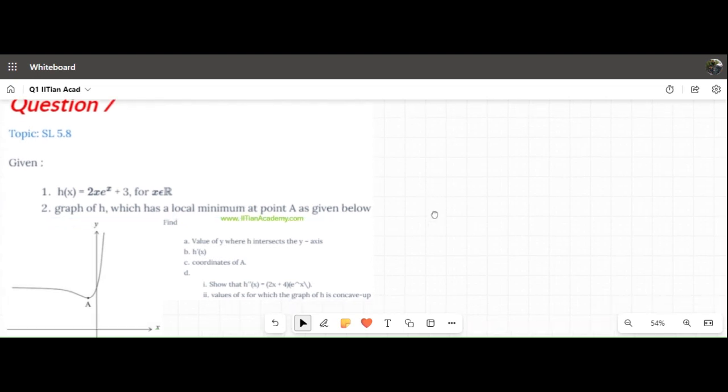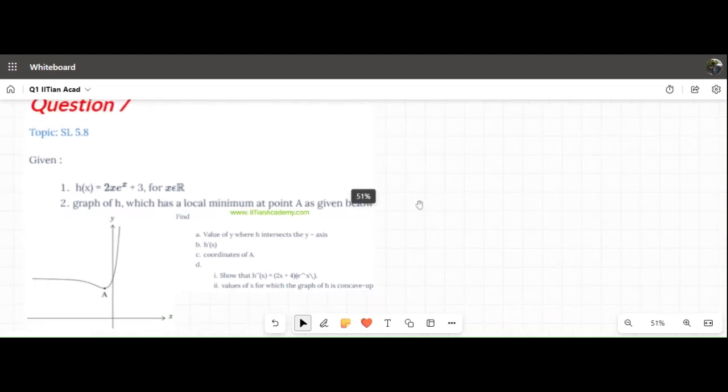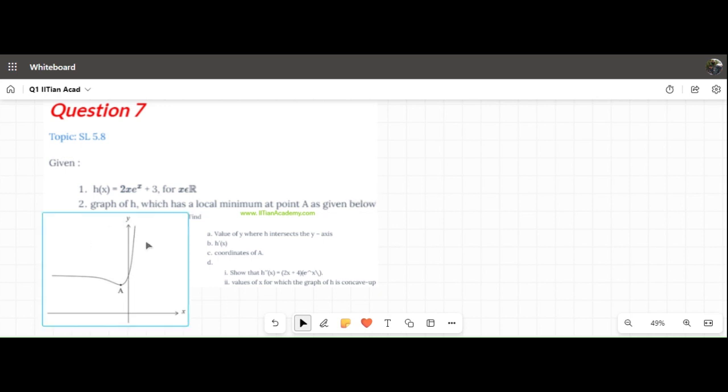Okay, so here we have question 7. We're given a graph below, and the graph has the function h(x), where h(x) is equal to 2x times e to the power of x plus 3, and x is all real numbers.